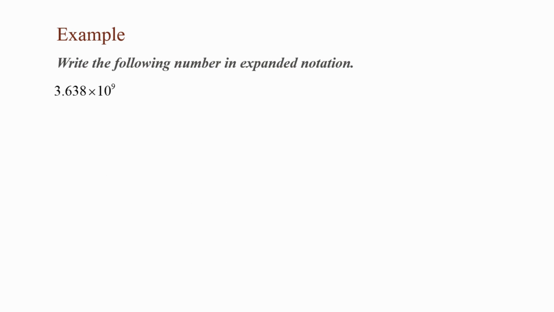In this example, I want to write the following number in expanded notation. 3.638 times 10 to the ninth. The number is written in scientific notation. We only have a ones place in front of the decimal, and it's always times 10 to some power. We use the x because that's just how you write scientific notation. Because 9 is positive, what I want to do is take my decimal point and move it 9 places to the right. Any extra places we want to fill in with zeros. So my answer, 3,638,000,000.